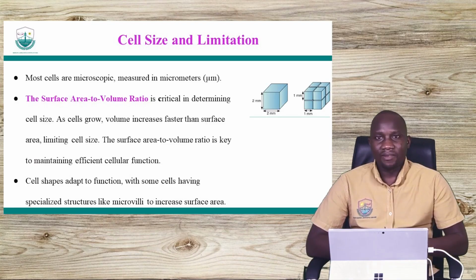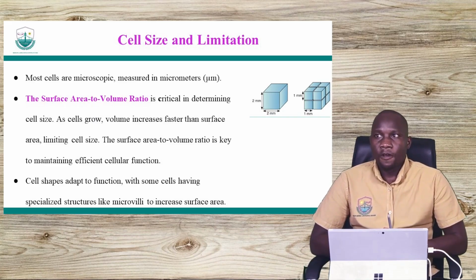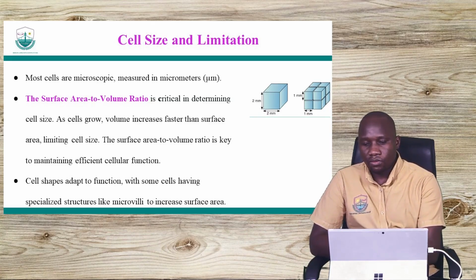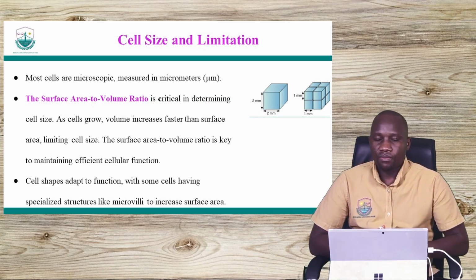How big are cells? Cells are actually very small. So do cells wish to be large? They would wish to be large, but there are limitations to being large. If the cell becomes large, it means that it's going to have a low surface area to volume ratio.